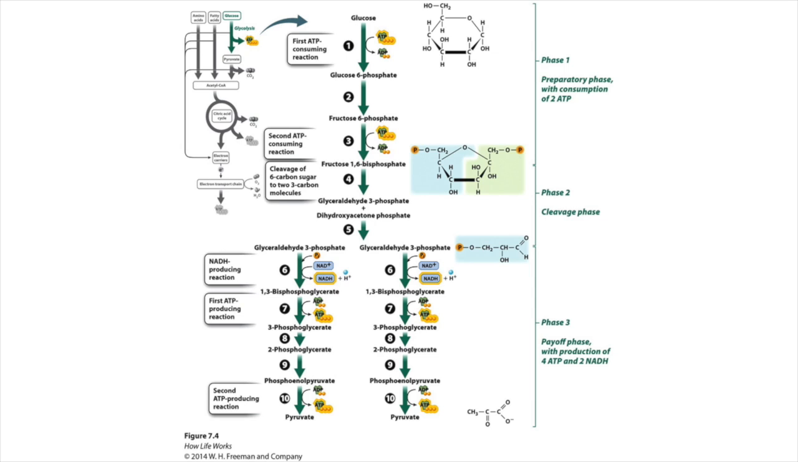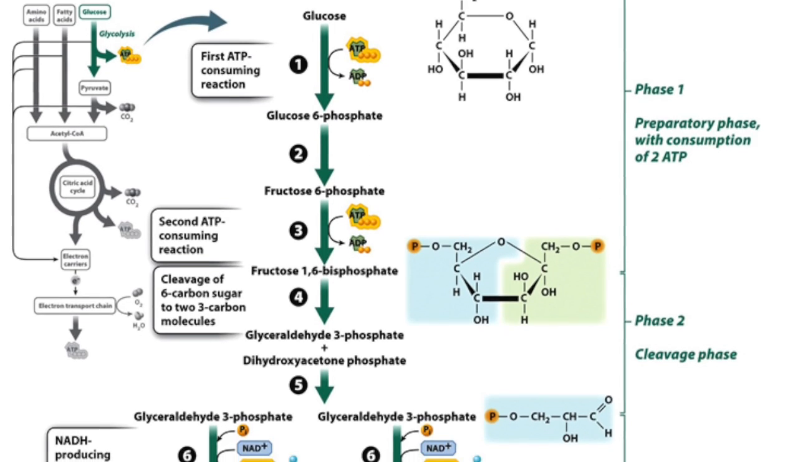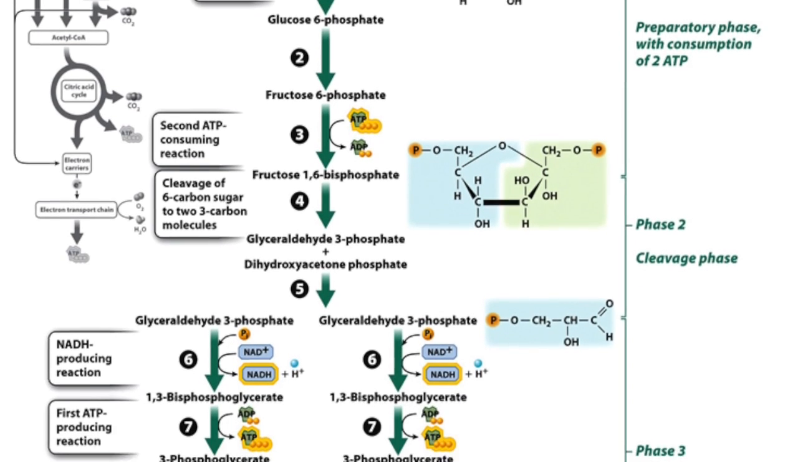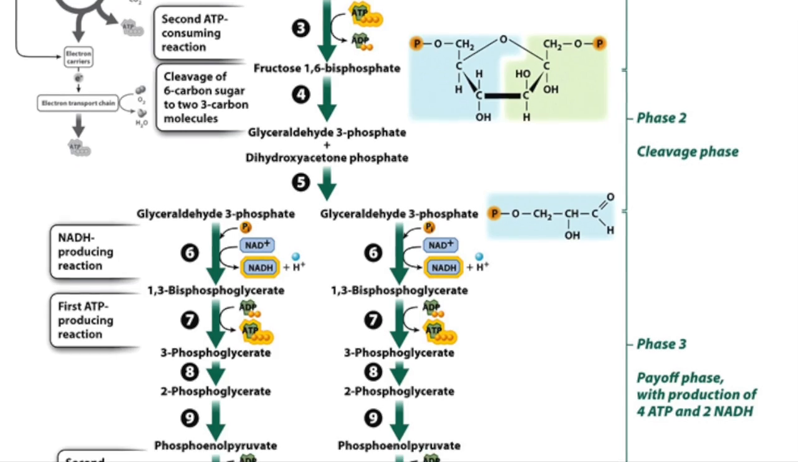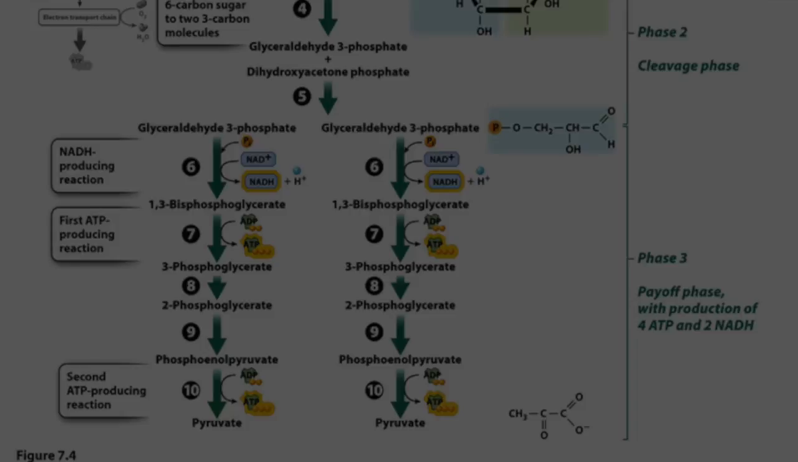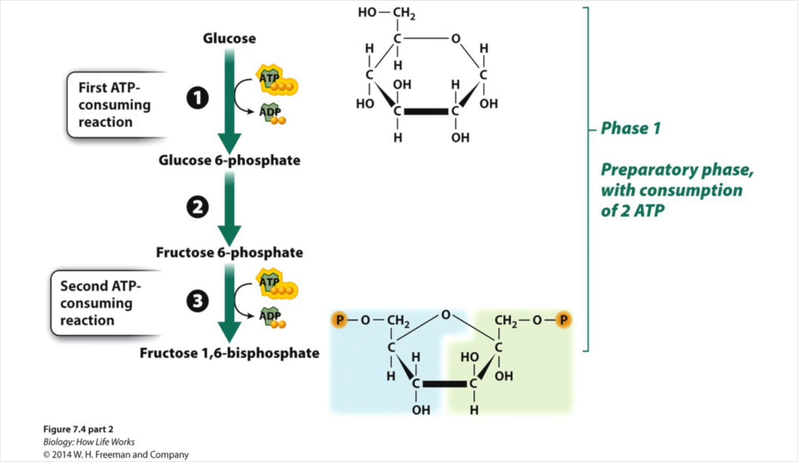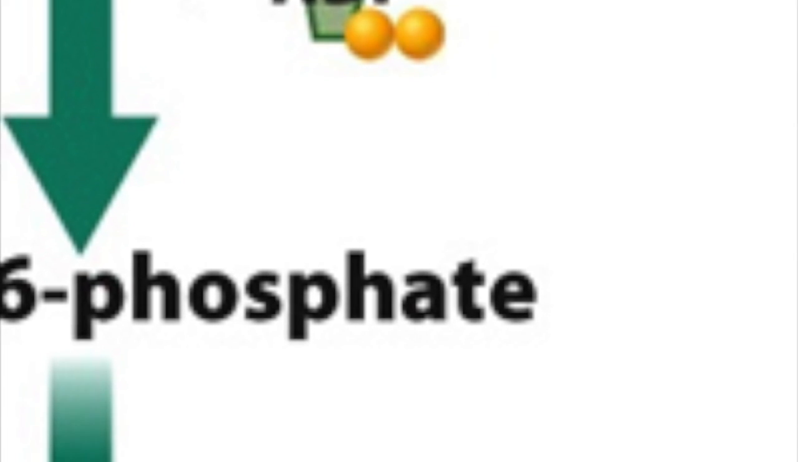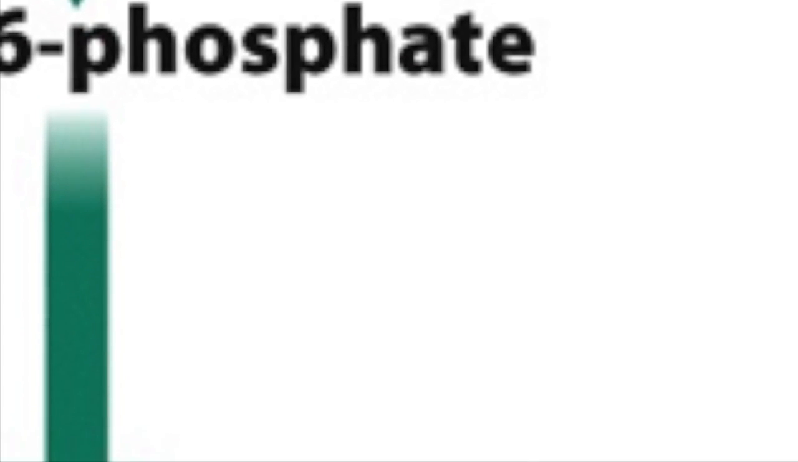Stage 1 of cellular respiration, glycolysis, is a set of 10 chemical reactions broken down into 3 different phases. These phases consist of the preparatory phase, the cleavage phase, and the payoff phase. In the preparatory phase, glycolysis starts off with one 6-carbon molecule of glucose and eventually ends up with 2 3-carbon molecules of pyruvate. In this phase, the addition of 2 phosphate groups is required to convert glucose into fructose 1,6-bisphosphate.